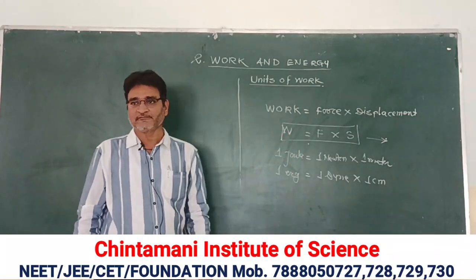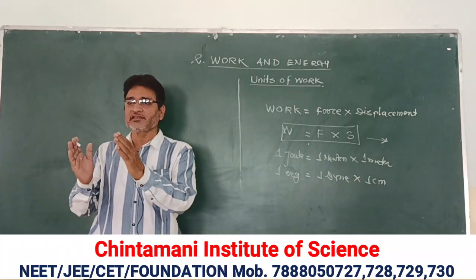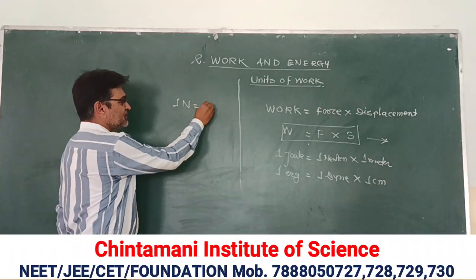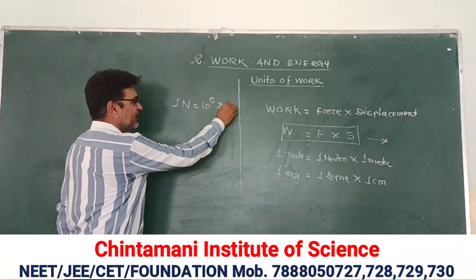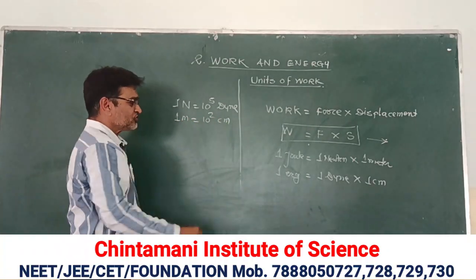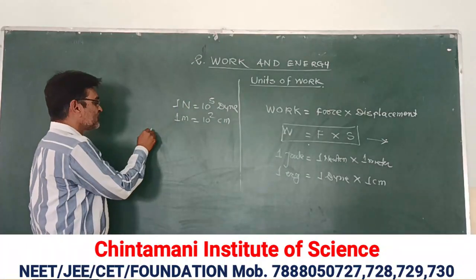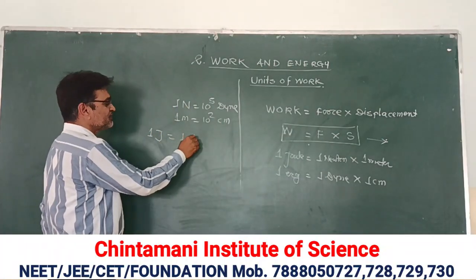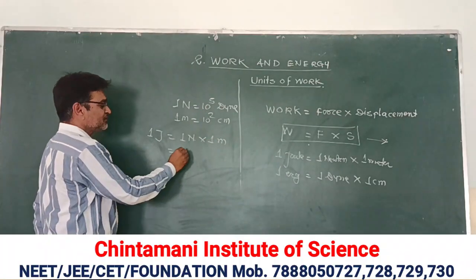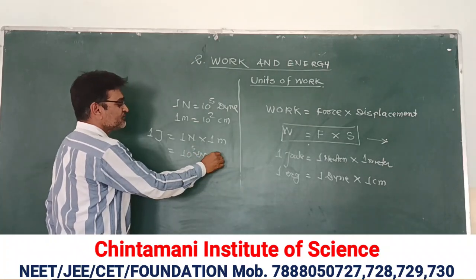Now there is one relation, the relation between the joule and the erg. We know 1 meter is equal to 100 centimeter and 1 Newton is equal to 10 raised to the power 5 dyne. So using this, now I am simply writing the symbols. So 1 joule equals 1 Newton into 1 meter. Now what is the value of 1 Newton? 10 raised to the power 5 dyne. And what is 1 meter?